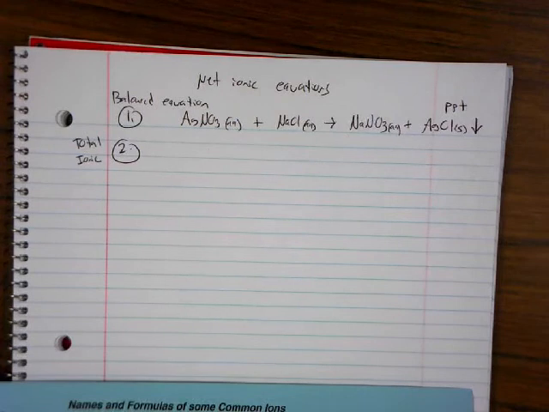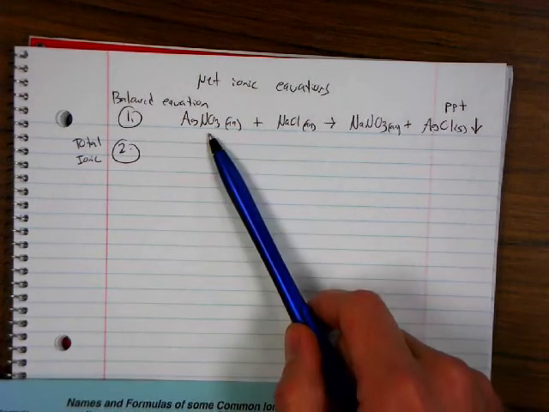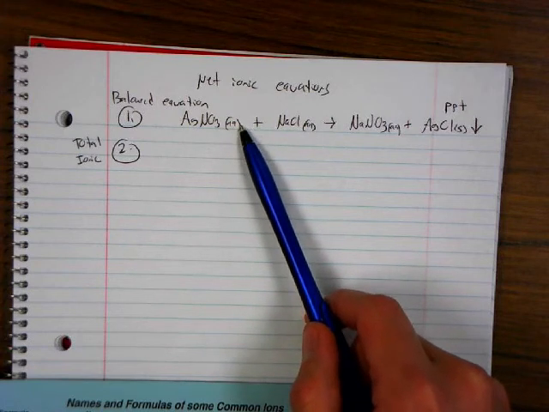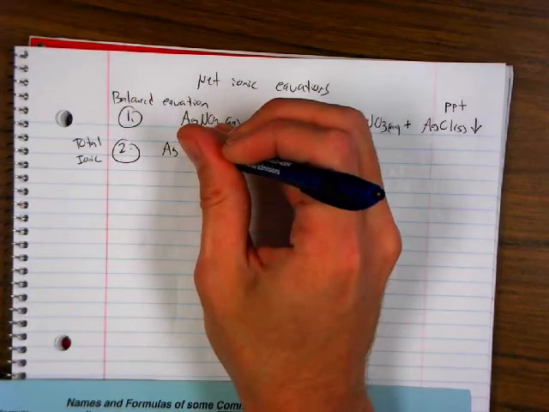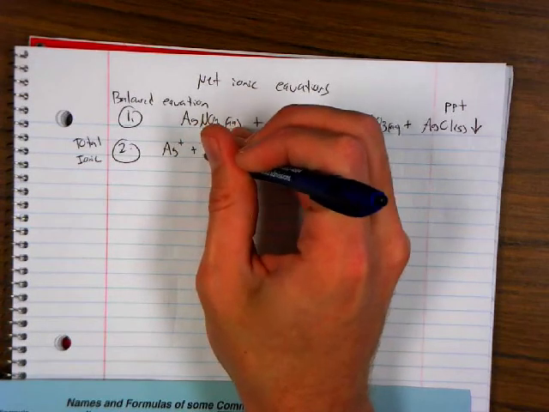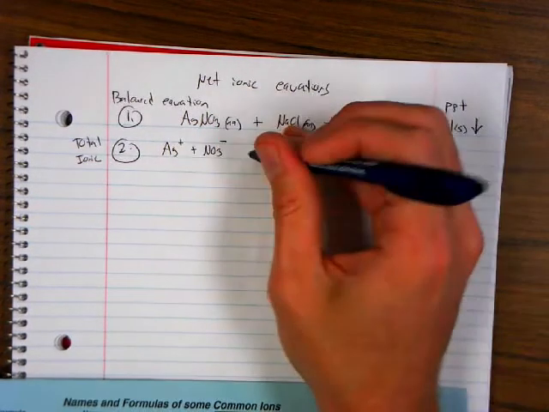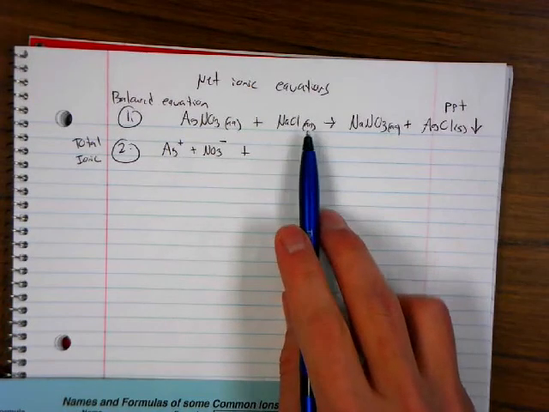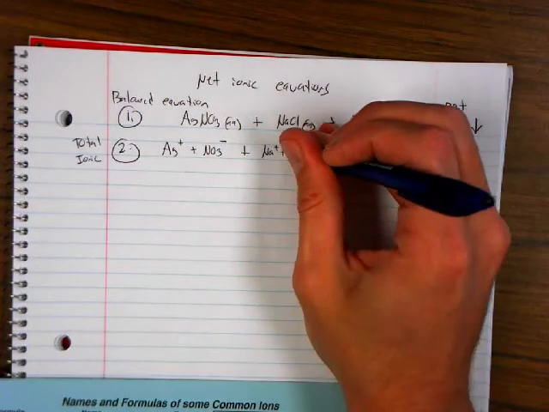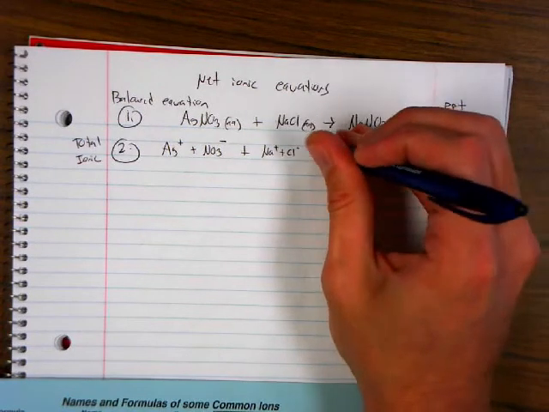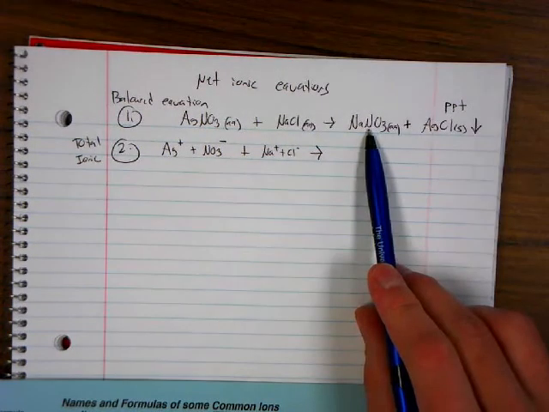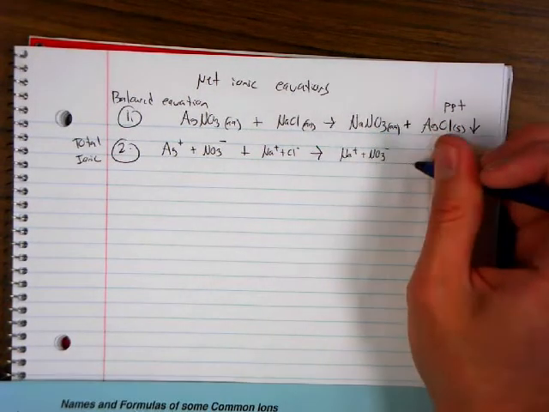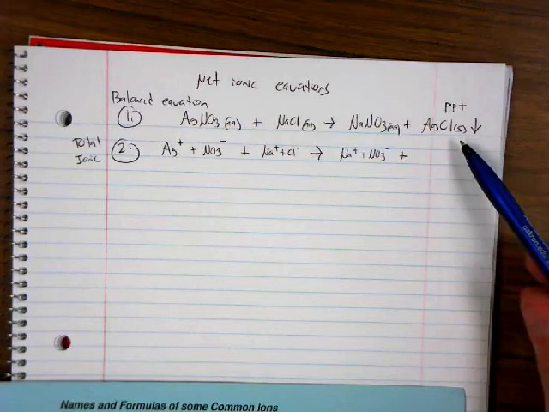Step 2 is the total ionic equation. So here's where I'm going to break it up into my ions and all that stuff. We'll see if this works. So I'm going to break this up into anything that breaks up. Does AgNO3 break up? Yes. It's soluble, right? So this breaks up into Ag plus NO3 minus. Plus, does sodium chloride break up? Yes, it's soluble. Na plus Cl minus.